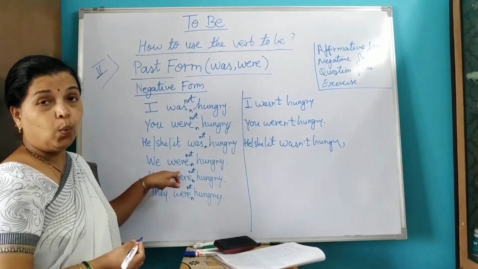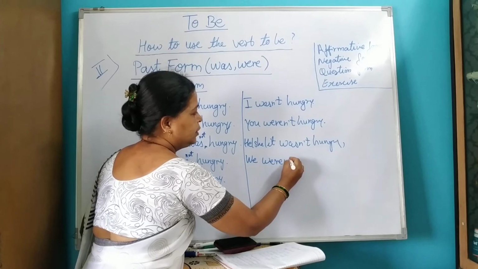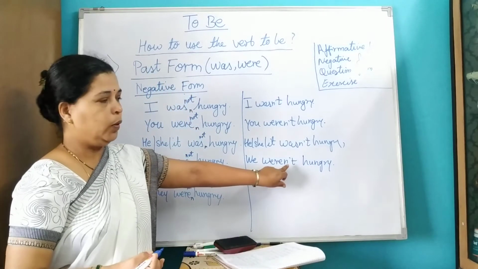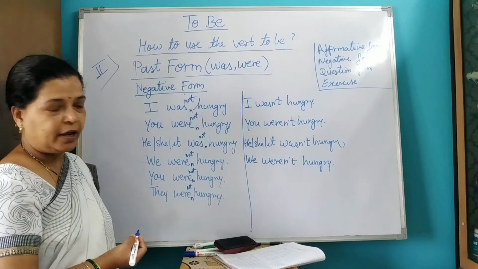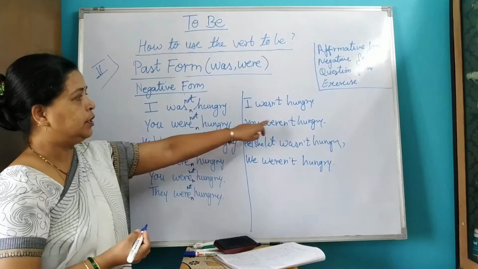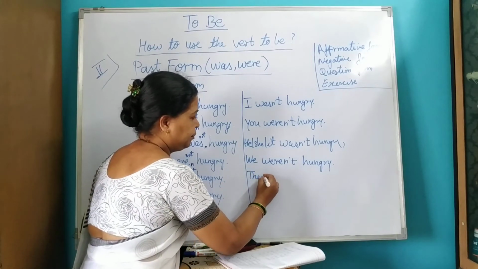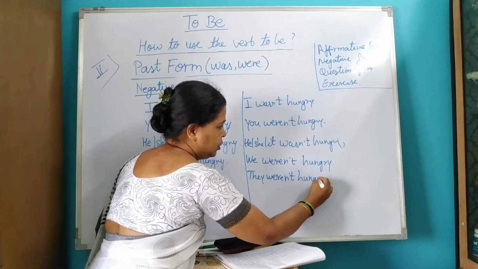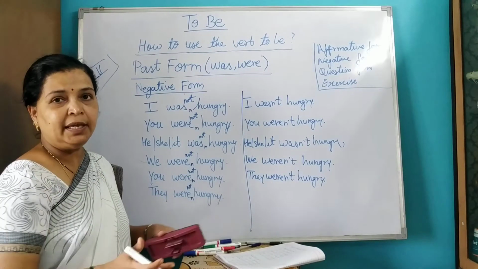Then we weren't hungry. We weren't hungry. In place of the vowel O in not, we have put an apostrophe to form the contraction. Then you, same way, you weren't hungry, plural. And last one, they weren't hungry. So this is the contracted form. Got it?